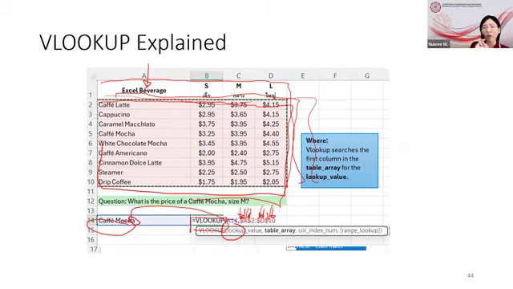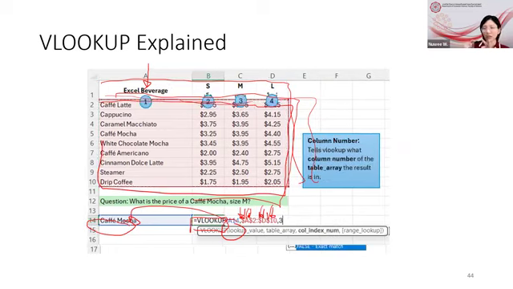Find what, find where, and then one: how many columns to look right. In this case, 3 columns, we want medium.